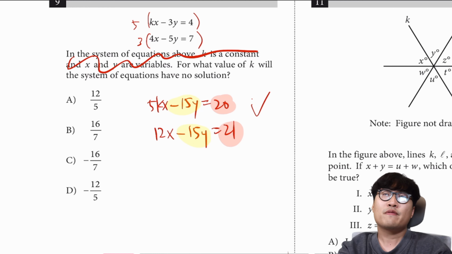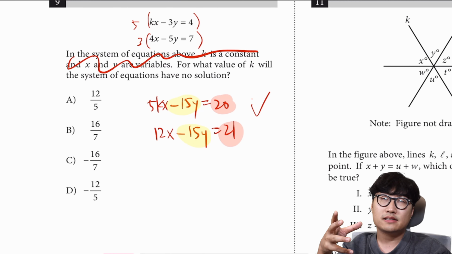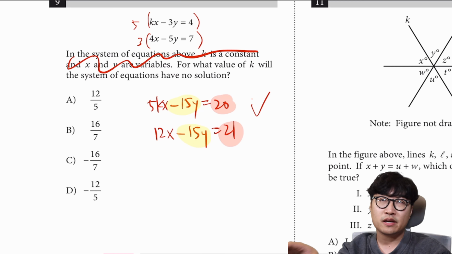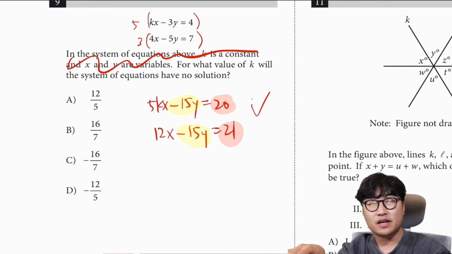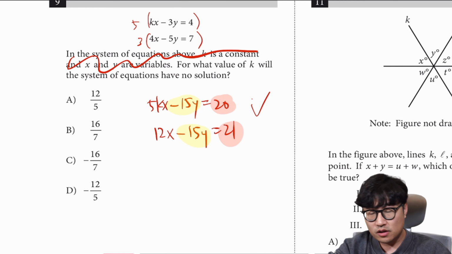In terms of the graphical sense, we can say that we're looking at two lines that have the same slope but different y-intercept. Or just algebraically speaking, the same fucking x's, the same fucking y's, say they're equal to something different. No solution. So what do you want now?